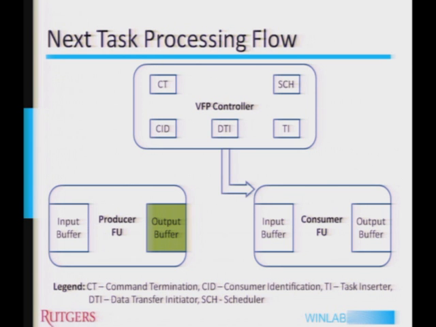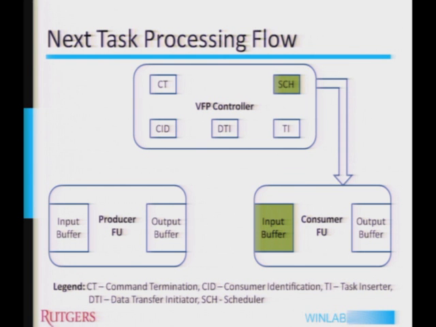The DTI unit then sends a control message to the consumer functional unit, which then pulls the data from the output buffer of the producer into its input buffer through the AXI bus. At this juncture, the consumer functional unit sends a message to the task insertion unit saying that it has the input data to perform the task, and the VFP can schedule the task. Now the task insertion unit sends a message to the scheduler, which then activates the task on the consumer. This whole process continues in sequence as producer-consumer interactions in the system until the end of the task flow.